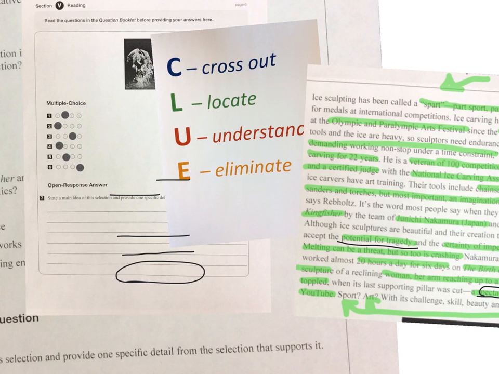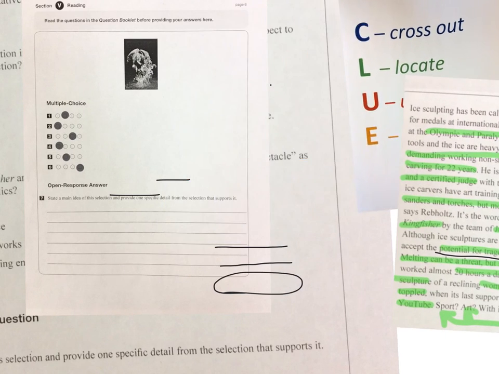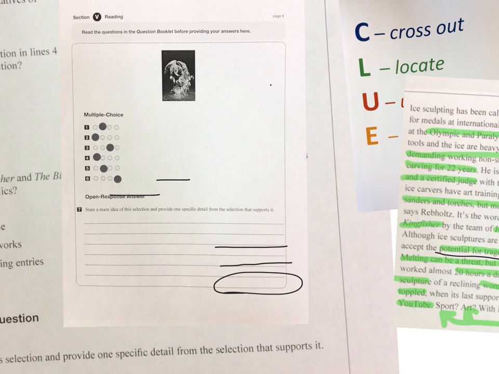Okay, stay tuned for episode 4, where we go through and answer an open response, which is question number 7 based on the reading selection, main idea, and one specific detail.